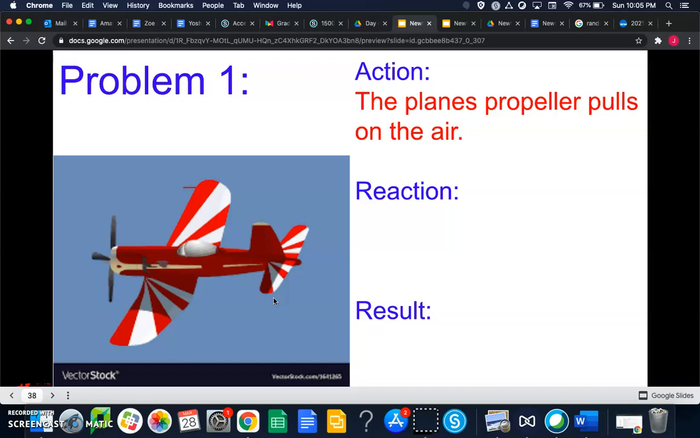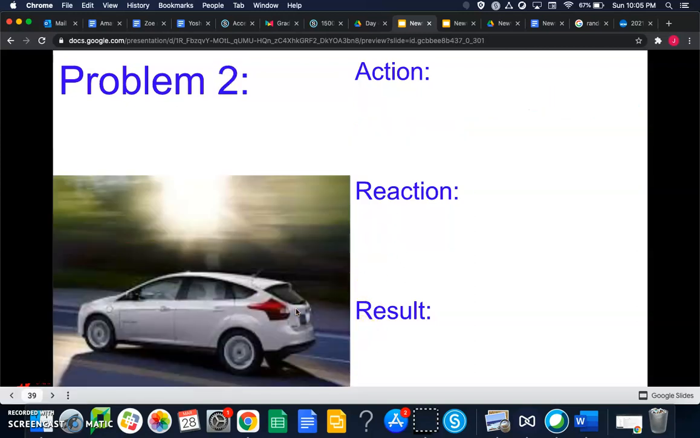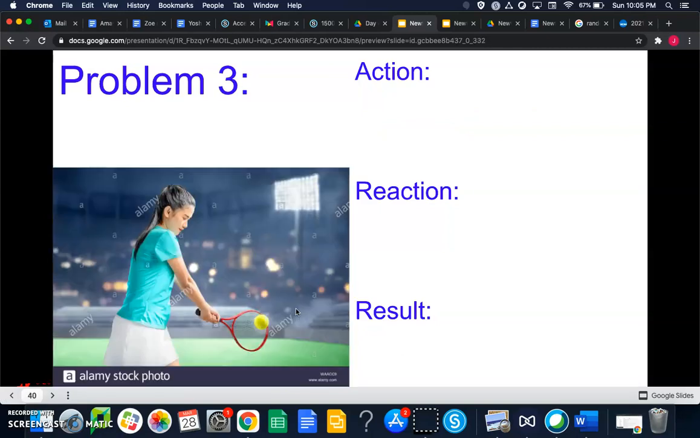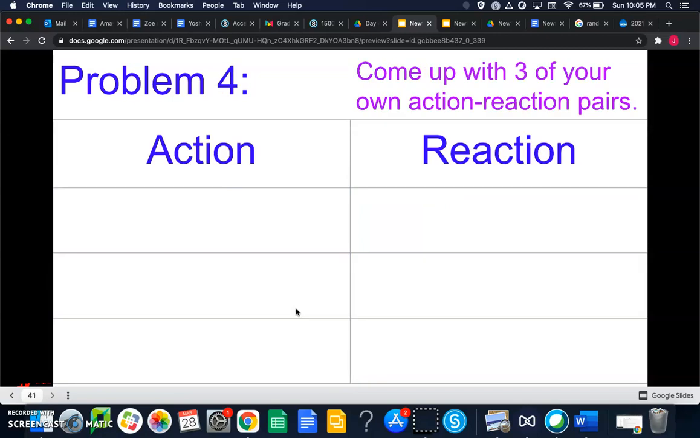Here we've got a couple of practice problems. In the first one, I give you the action, and you just have to give me the reaction and the result. In the next few, you've got to give me the action, the reaction, and the result. And in number 4, you're going to come up with your own action-reaction pairs.